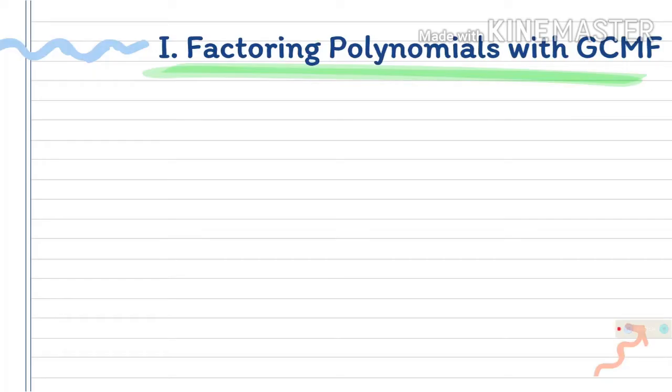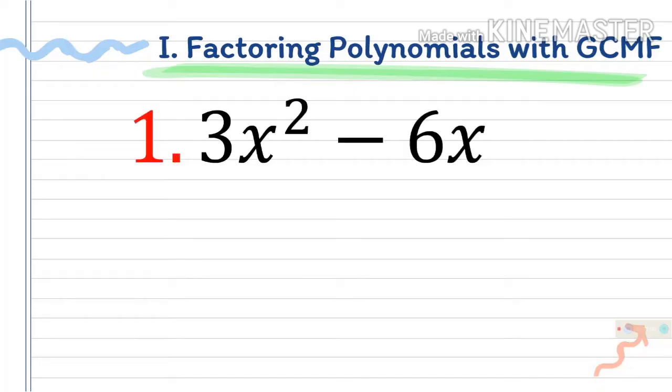When we say monomial, that is a polynomial with exactly one term. When we say binomial, that is a polynomial with exactly two terms. When we say trinomial, we have exactly three terms, while multinomial is a polynomial with four or more terms. So the first example that we have is 3x squared minus 6x. Can you determine the kind of polynomial it is? Yes, it is a binomial.